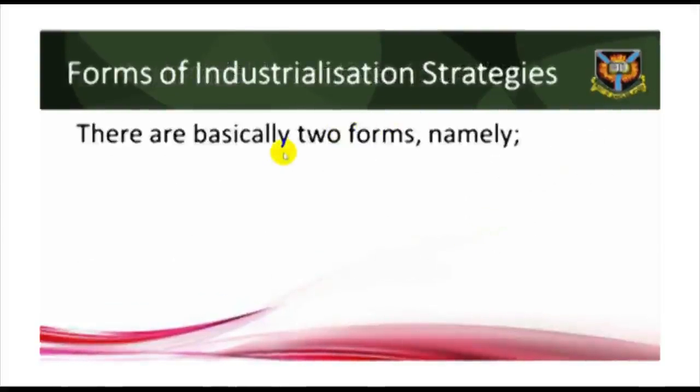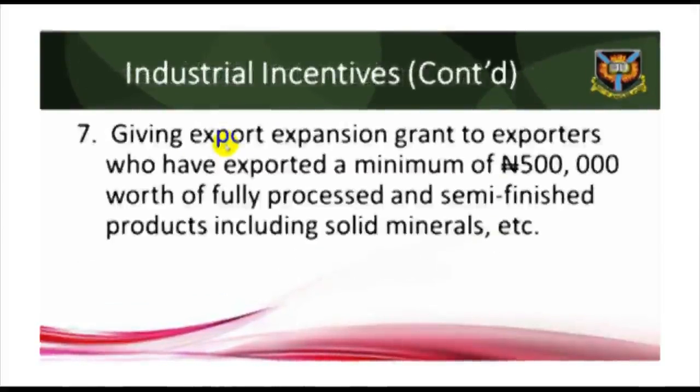8. Rehabilitating and expanding existing infrastructure, that is, electricity, telecommunication, roads, and water supply. 9. Establishing Bank of Industry Limited to assist resuscitating ailing industries and promoting new ones. 10. Banning the importation of some products that can be manufactured locally, such as rubber, plastics, footwear, leather, textile, and so on.